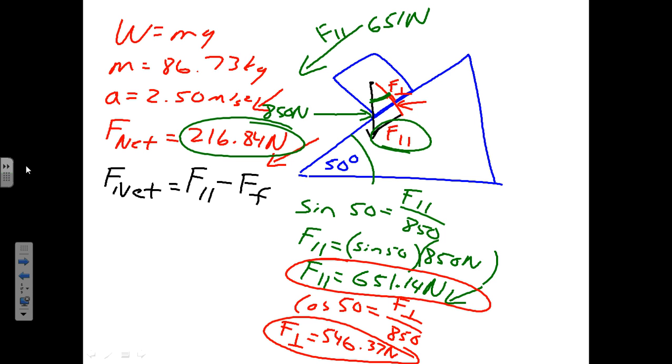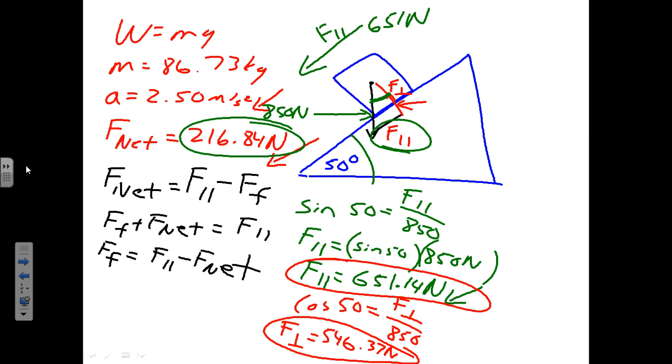Well, in this case, we want to find the frictional force. So let's just solve that for Ff. Do a little algebra. If we did the algebra on that, I would add that to both sides, and then subtract F net. So Ff would be equal to F parallel minus F net. Everybody okay on my algebra there?